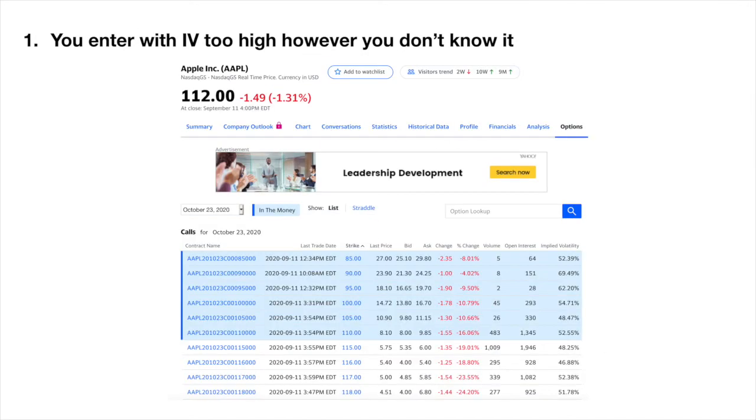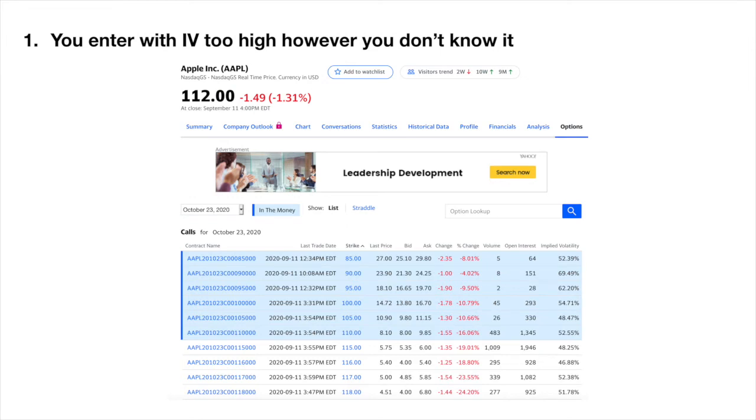You enter with implied volatility too high, however, you don't know it. One of the things, I know a guy that makes a lot of money in the options market. He recommends that when you're looking at calls and puts, you always look for volatility around 50%. He says look for 50% and 60 to 90 days out on the contract. In his mind, if I can't get 50% and 60 to 90 days out, I don't want the contract. He doesn't do weeklies at all because his attitude is they're too risky. He says you can make money on it, but over the course of time, you're going to lose more money than what you make.